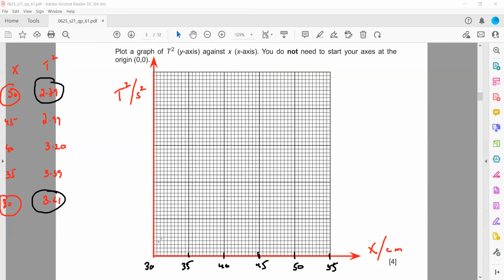So if I start with, for example, 2.5, then 2.6, 2.7, 2.8, 2.9 and 3. So this is not correct. Why is this not correct? Because I'm not able to get to 3.6. So that's why I cannot use this scale.